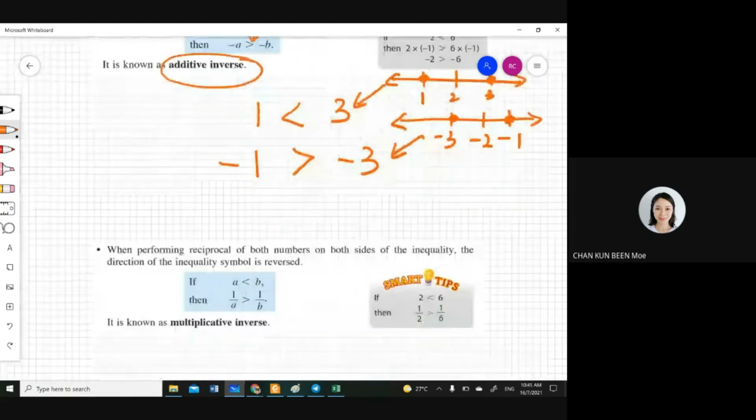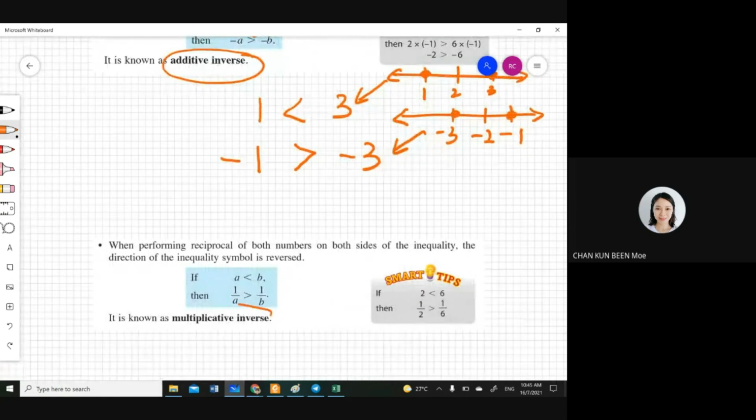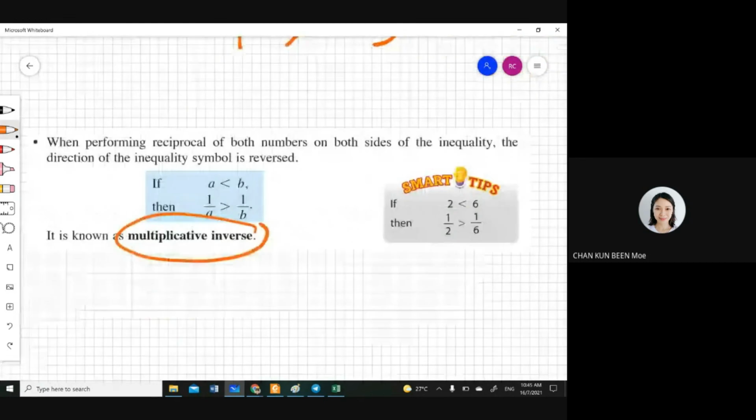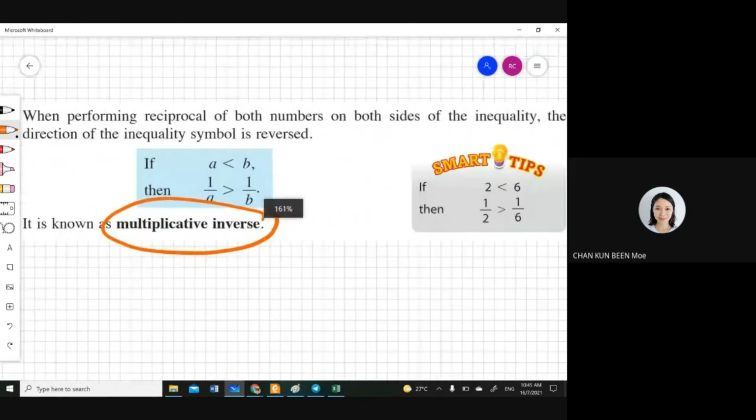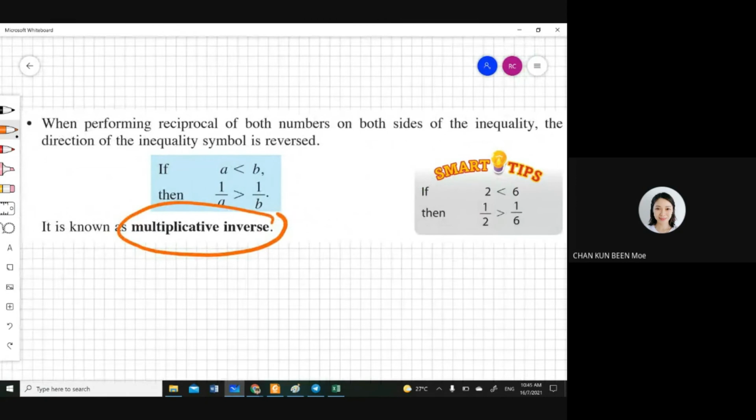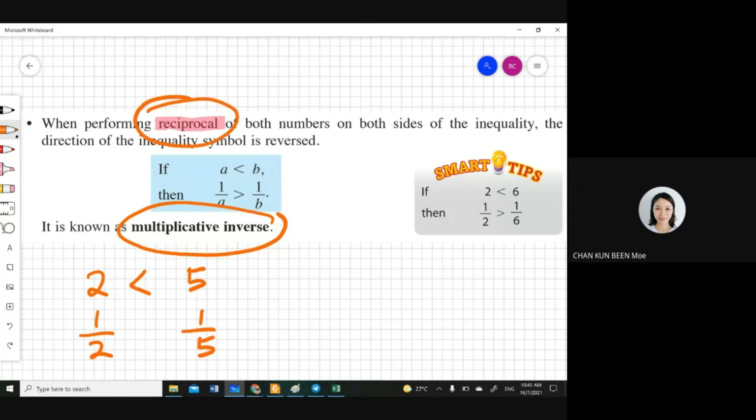So I move on with the last one, the multiplicative inverse. Just now is additive inverse. A lot, huh? You learn the converse, you learn the transitive, now you learn the multiplicative. Multiplicative is like this. When you perform reciprocal, reciprocal means you change them and it becomes a fraction. For example, if I have 2 less than 5, I will change it to 1/2, 1/5. When I change it to a reciprocal, the sign will change.